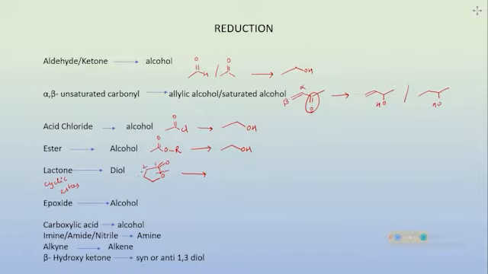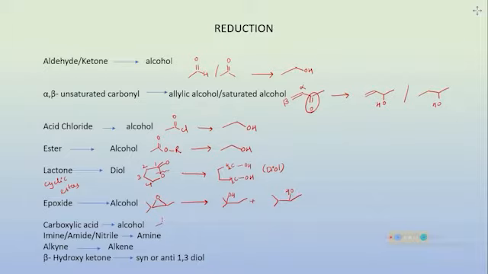Here we are having 4 carbons, 1, 2, 3, 4. The first carbon and fourth carbon have an OH. So this is a diol. Epoxide. What is epoxide? A 3-membered cyclic group which has an oxygen is called an epoxide. Epoxide on reduction produces alcohol. In some cases it produces more substituted alcohol, and in some cases it can produce less substituted alcohol.